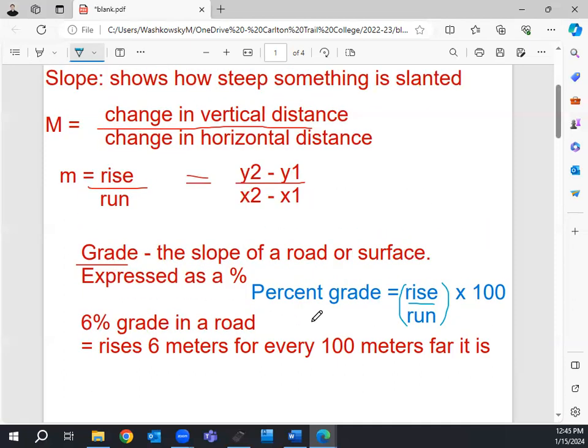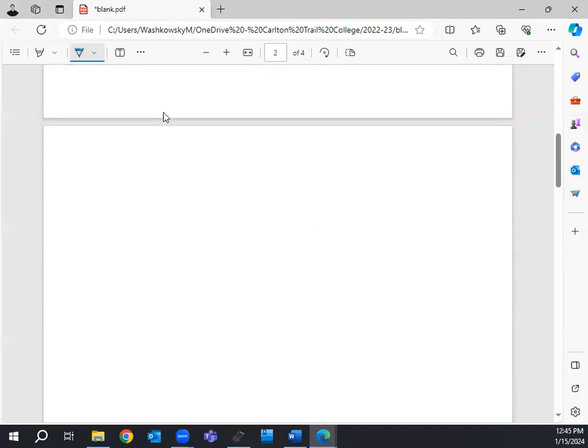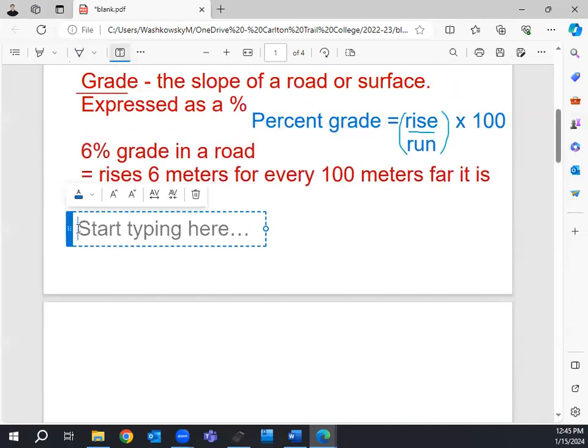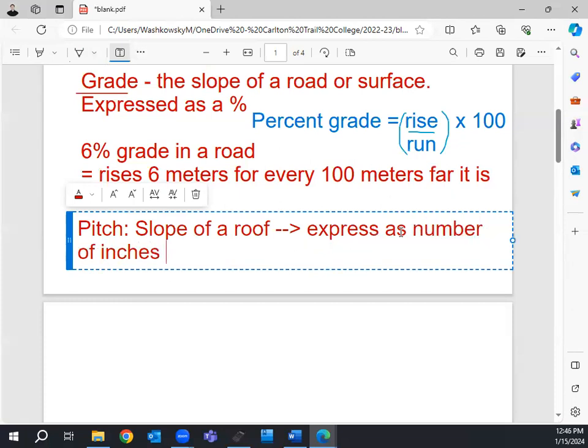Okay. So that's what our grade is. We were also introduced to a concept of pitch, which is basically, in most cases, something like the slope of a roof. And what we do is we express this, we write this down, as the number of inches of rise for every 12 inches of run.